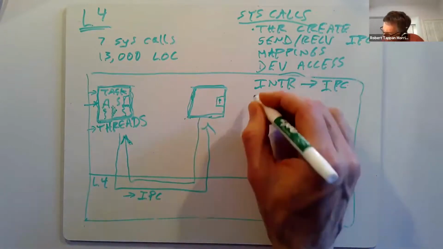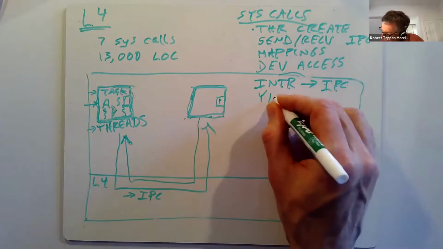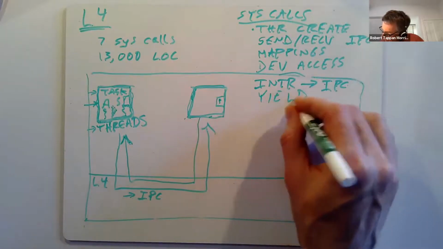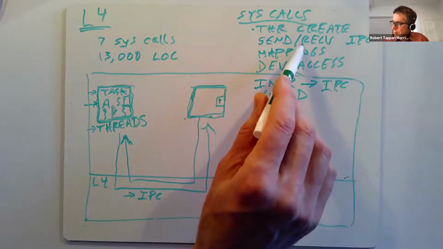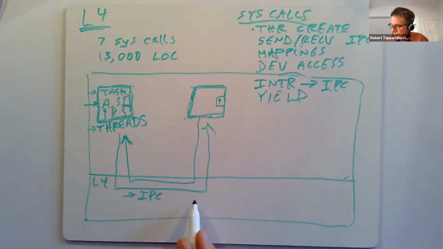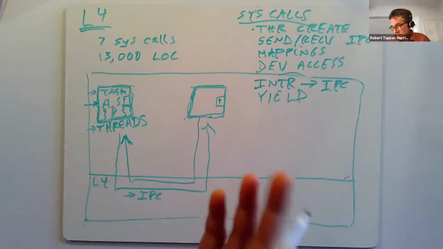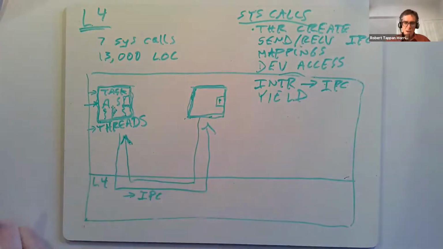I think there's also probably a yield system call or something like it. A task could yield the CPU, or a task could wait to receive an IPC. And in that case, L4 would jump back into L4, and L4 would save its registers, switch to a new task, and run that task. So that thread switching part of L4 should be very familiar.